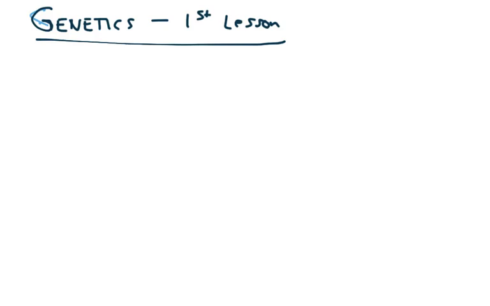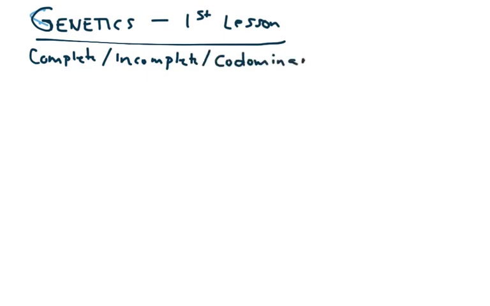Genetic cluster, we're going to hit on complete dominance, incomplete dominance, and codominance as your first step. Then we will talk about multiple alleles, if we get a chance today, okay? So those are our key concepts.